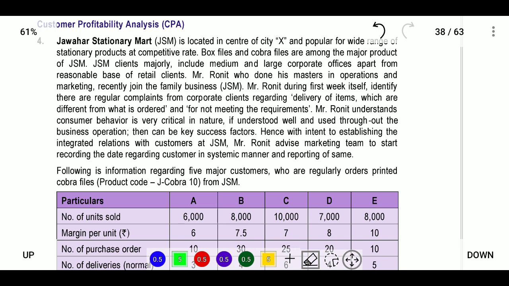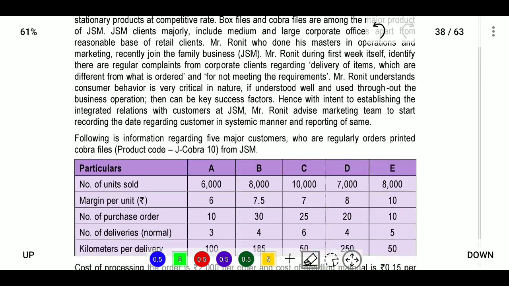Next, Ronit, who has a master's in operations marketing, recently joined the family business. In his first week itself he identified regular complaints. What are the complaints? Corporate clients complain about delivery time, and many persons are complaining about it. Also, items delivered differ from what was ordered and do not meet requirements. If you order one item and they send another, it is a waste of time. Mr. Rohit understands that customer behavior is very crucial. If it is understood well and used throughout the business operation, it can be a success factor. So we need to analyze what the problem is, and for that we will provide the solution.